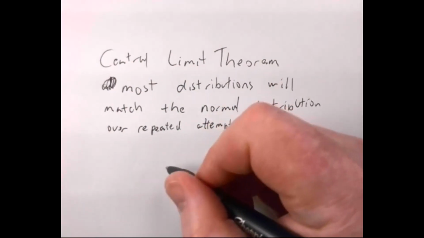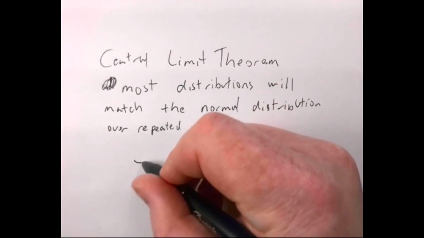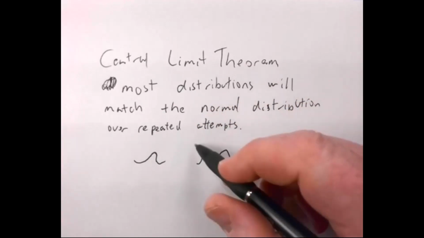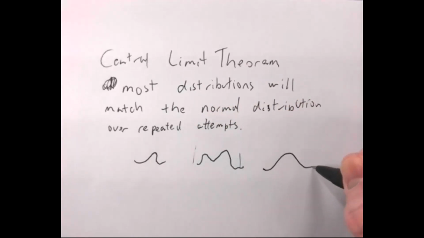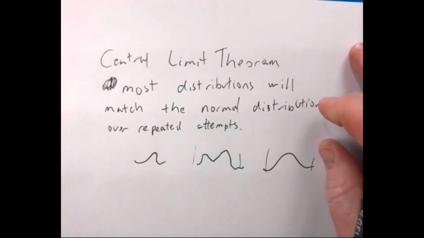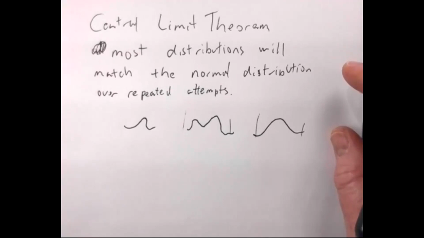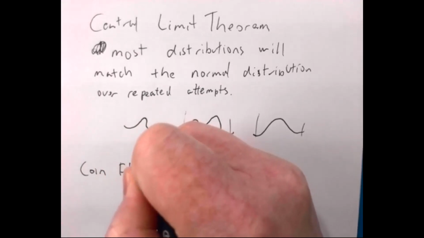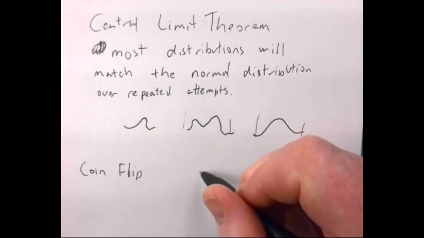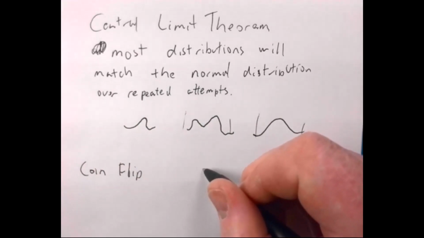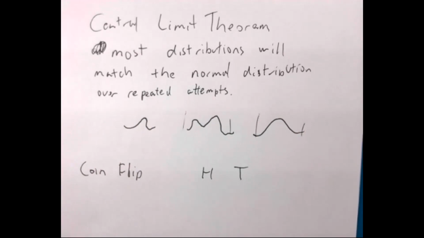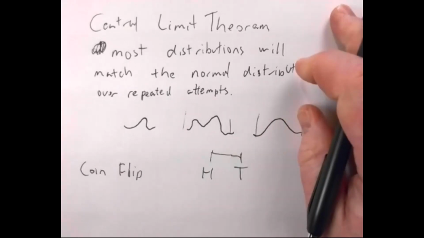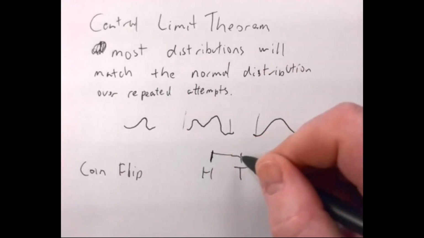So no matter what your distribution looks like, your distribution might look like this. Or it might look like this, or whatever. But if you do that enough times, it's going to look like a normal distribution. And for us, binomial is kind of like a coin flip. So if you flip a coin, you have two possible outcomes. You can have a head or a tail, right? So, you know, head or tail, you have the equal amounts, 50-50.